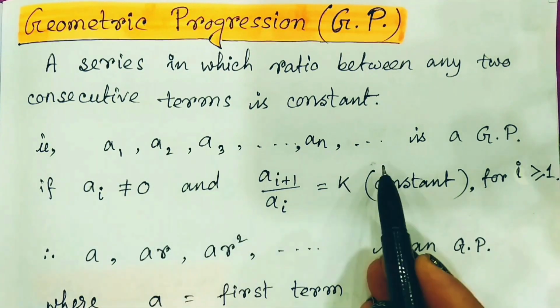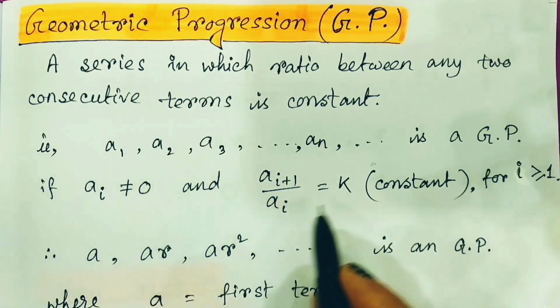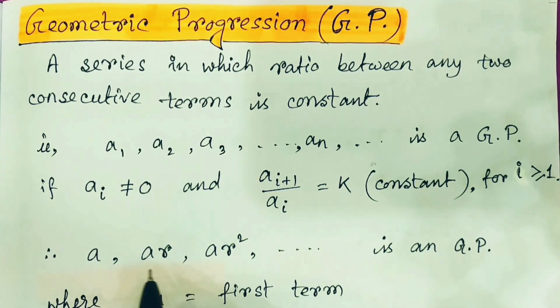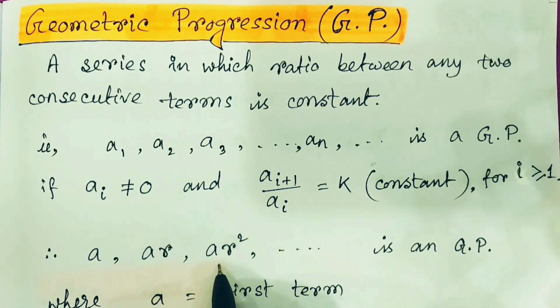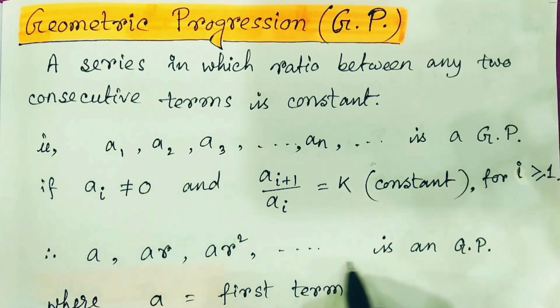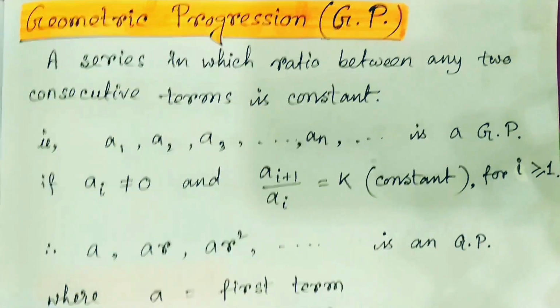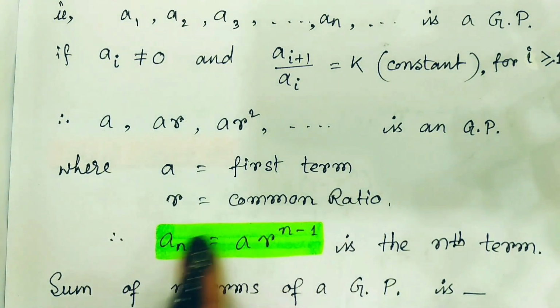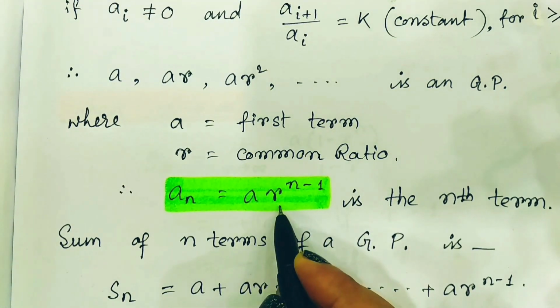That means the same series we can write in this format. If A1 is A, our first term, and the common ratio is R, then the second term is the first term into R, so AR is the second term. Similarly, AR square is the third term, and likewise if we proceed, we can express an entire GP by only two quantities, A and R. A is the first term, R is the common ratio. Then in general, the nth term is A into R to the power n minus 1.